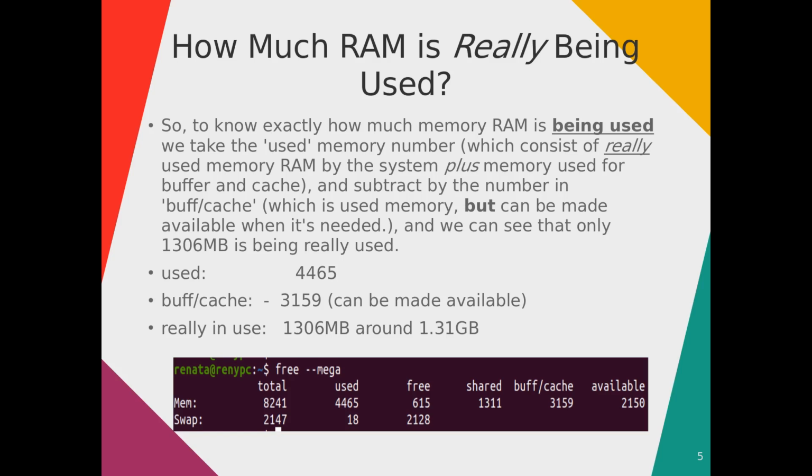So how much RAM is really being used? To know exactly how much RAM is being used, we take the used memory number, that is here, which consists of really used RAM by the system plus memory used for buffer and cache, and subtract the number in the buff/cache column, that is this column here. This column consists of used memory, but it can be made available when it is needed.